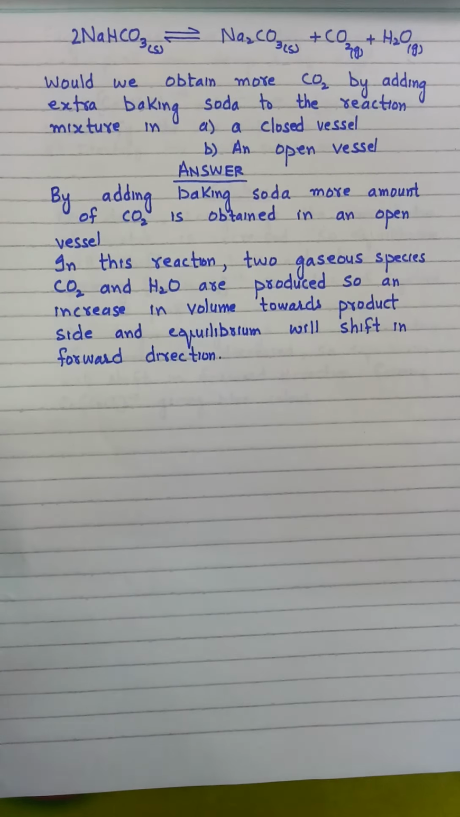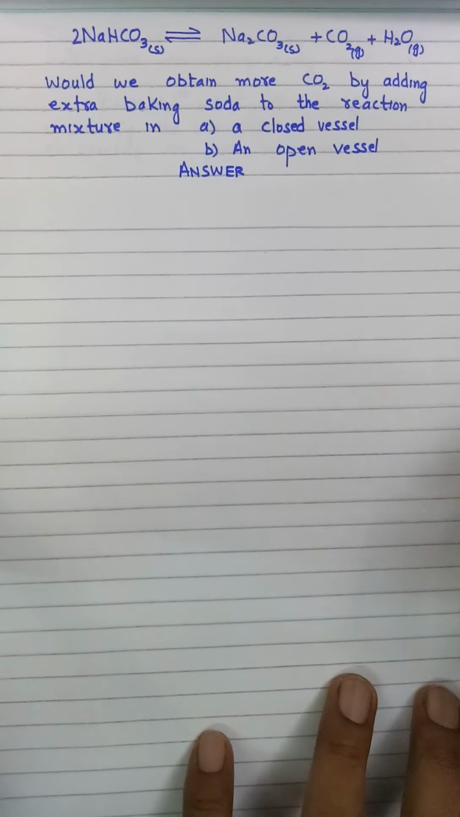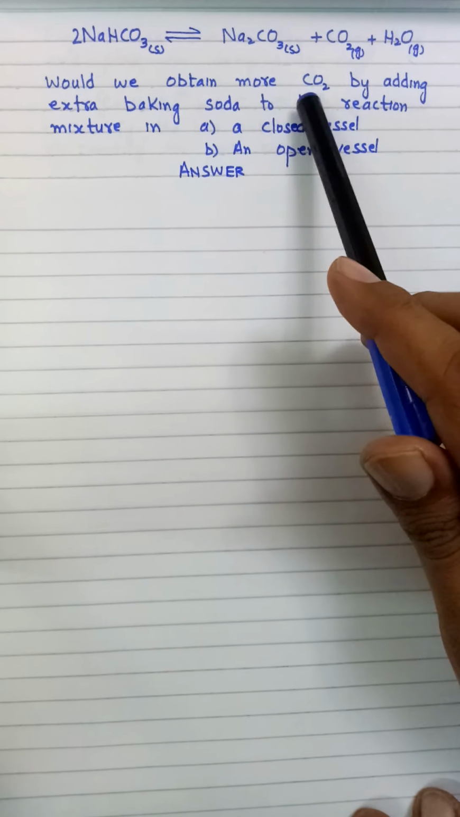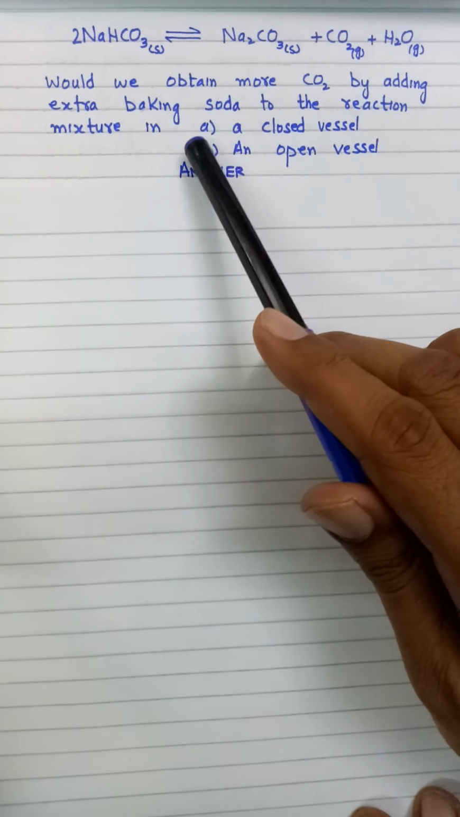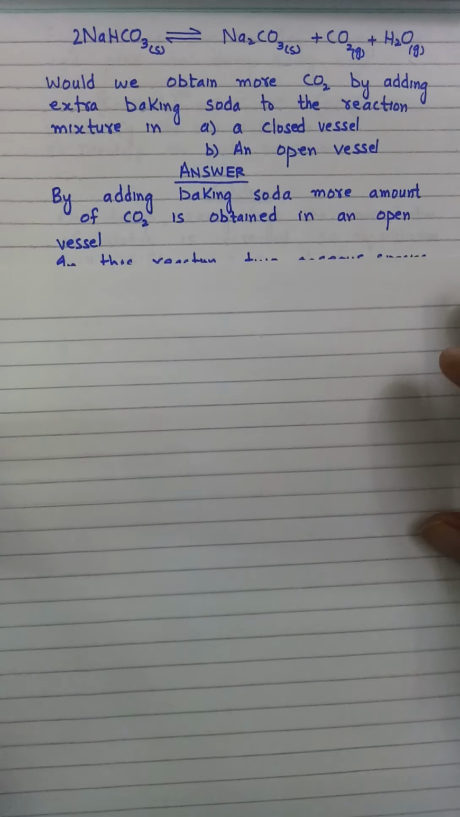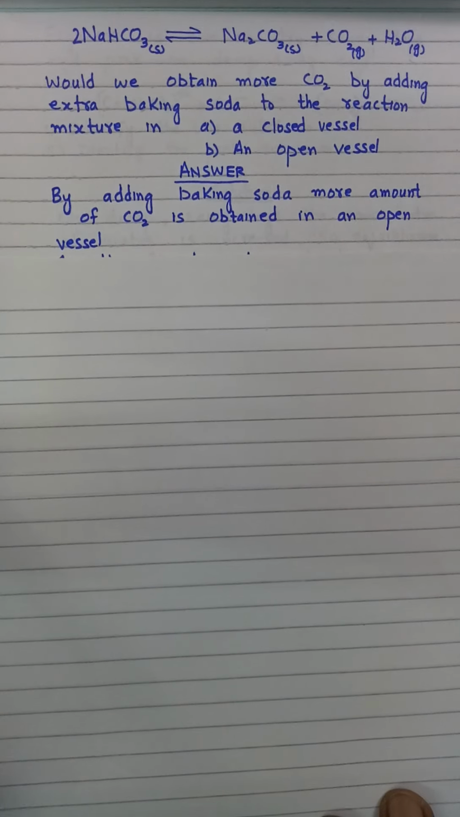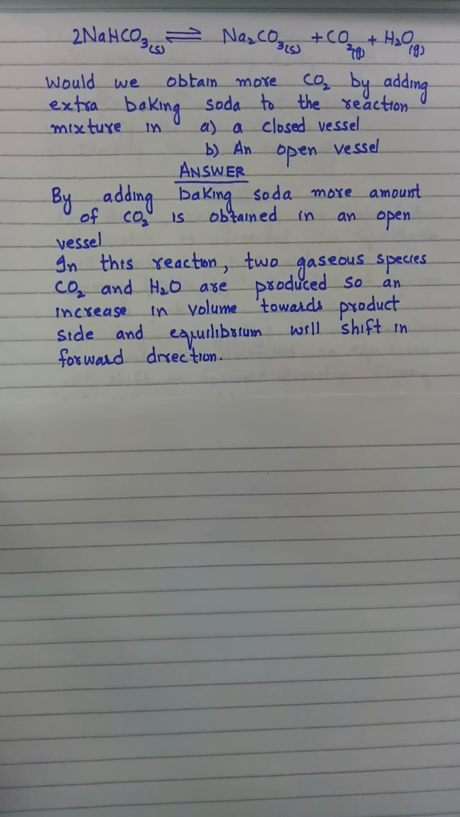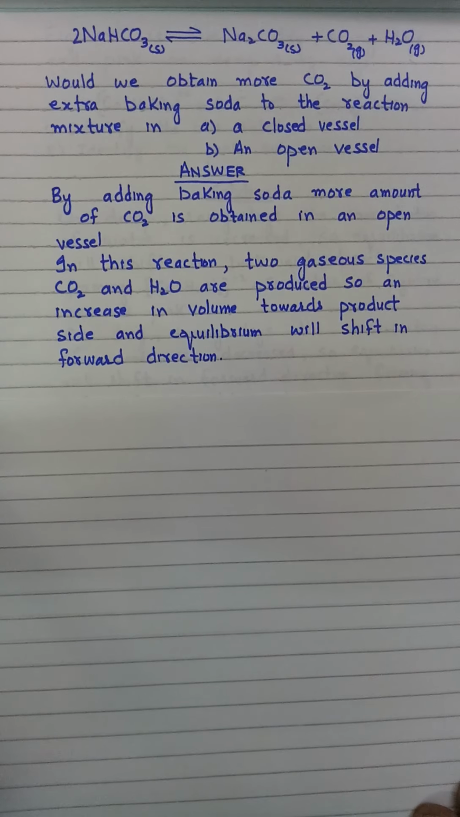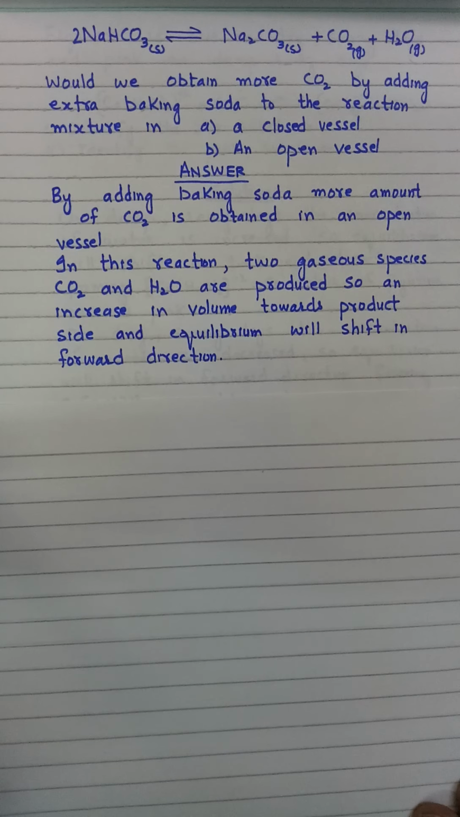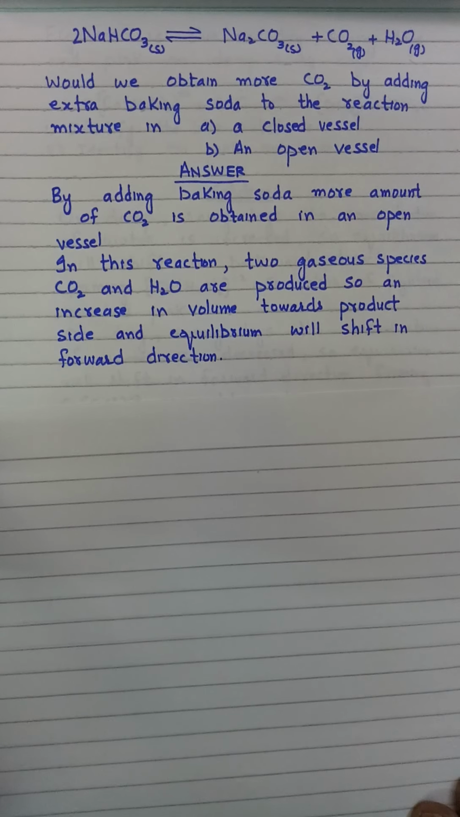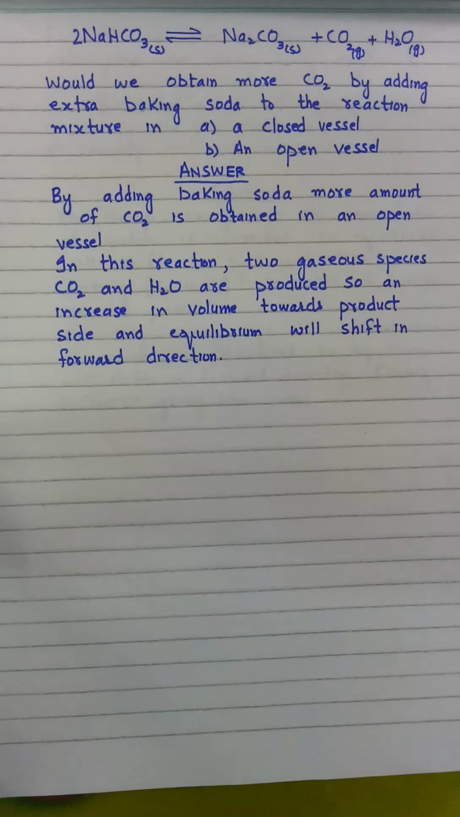A similar question regarding Le Chatelier's principle: sodium bicarbonate decomposes to form sodium carbonate, carbon dioxide and water. The question is, would we obtain more carbon dioxide by adding extra baking soda to the reaction mixture in a closed vessel or in an open vessel? The answer is, by adding baking soda, more carbon dioxide is obtained in an open vessel, because in this case carbon dioxide and water are the gaseous products, and as they are produced, an increase in volume is observed, and the equilibrium will shift in the forward direction.